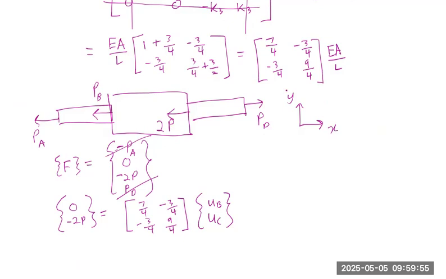And don't forget to multiply by the EA over L constant as well, because this matrix is multiplied by EA over L. Every single entry is. So we're going to go ahead and add that over here. Oops, I think it'll be more correct to add it over here.